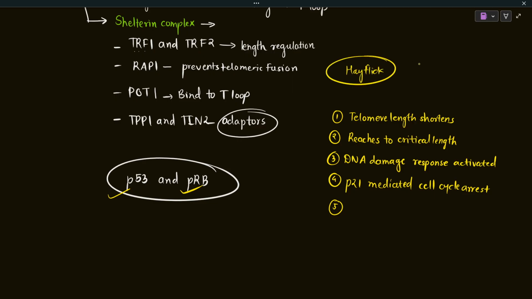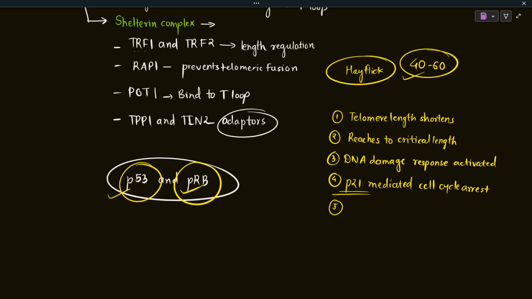Cell divisions will only go up to 40 to 60 divisions, and then the cell will enter into the cell cycle arrest phase. Once the 40 to 60 divisions are done, the cell cycle will be arrested. But let's say that due to some reason cell cycle arrest does not happen, P21 doesn't get activated, or the P53 and PRB pathway doesn't get activated. When this happens, the cell will keep dividing.